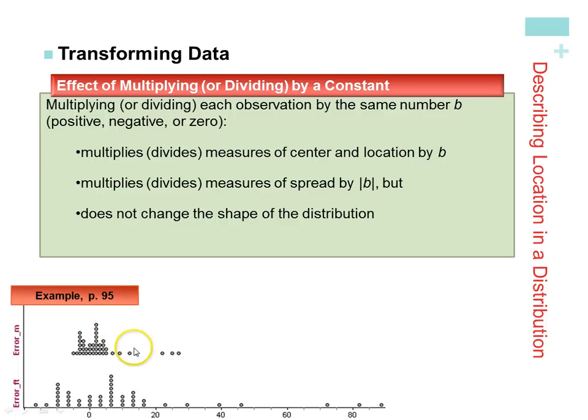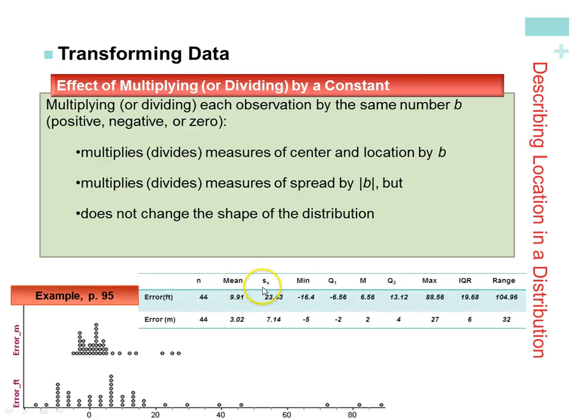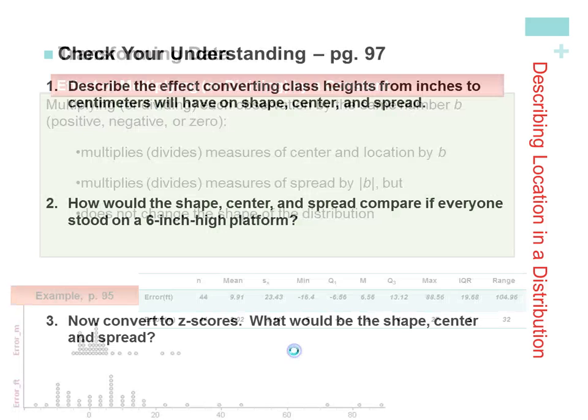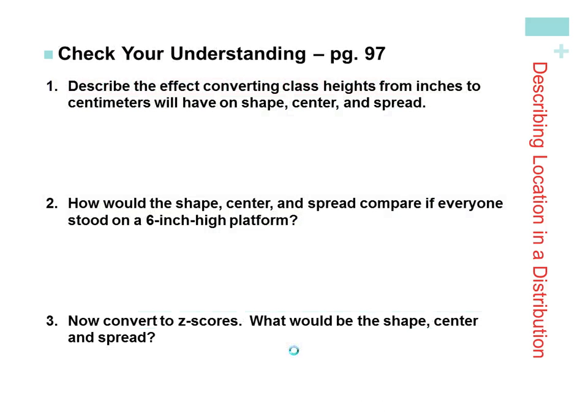Okay? Again, page 95 picks up the same example, shows you what happens if our guess of the width of the room goes from meters to feet. You can see that the actual measures of the center, median and mean changed, standard deviation changed, everything changed except for the shape. Now, they're a little bit more spread out, but you're still going to call this, I don't know, possibly skewed right, maybe if you leave these out, maybe roughly symmetric, but it's the same shape, okay? So again, check your understanding on page 97.